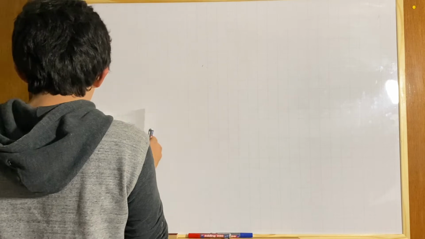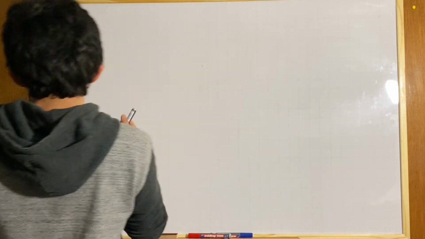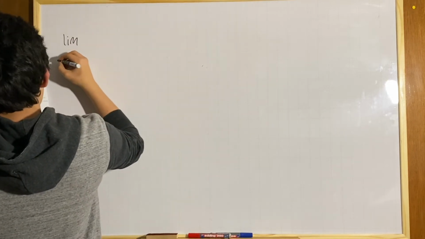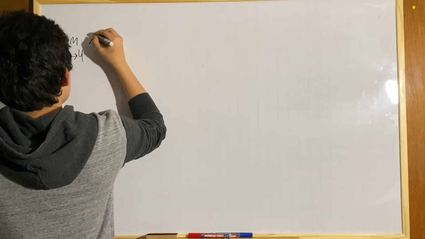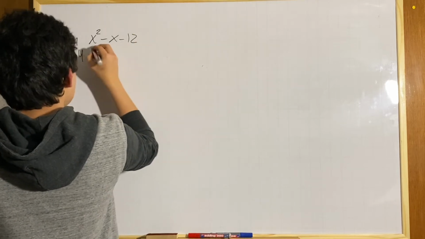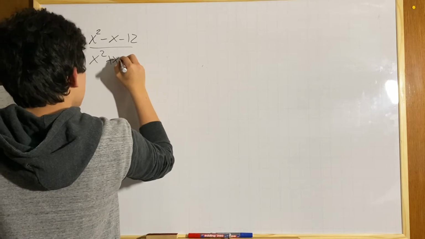Next problem that we have is... oh, this is also a pretty good one. We're going to have the limit as x approaches -4 of the function x squared minus x minus 12 over x squared plus x minus 20.